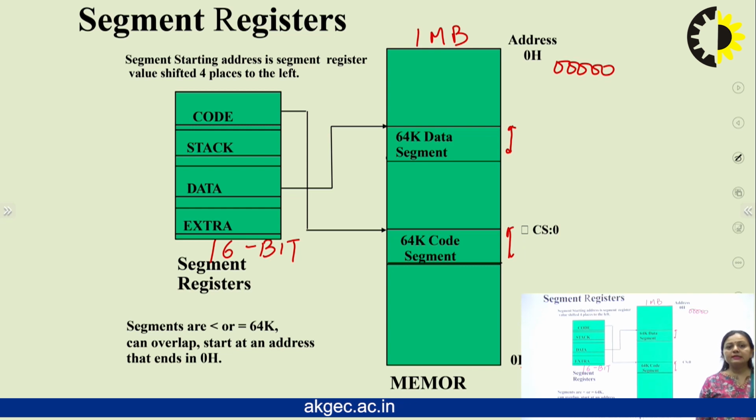The only rule is that the segments must be less than or equal to 64 kilobytes in size, and all of them can start at an address that ends with 0, or I can say they must be at an address which is divisible by 16.